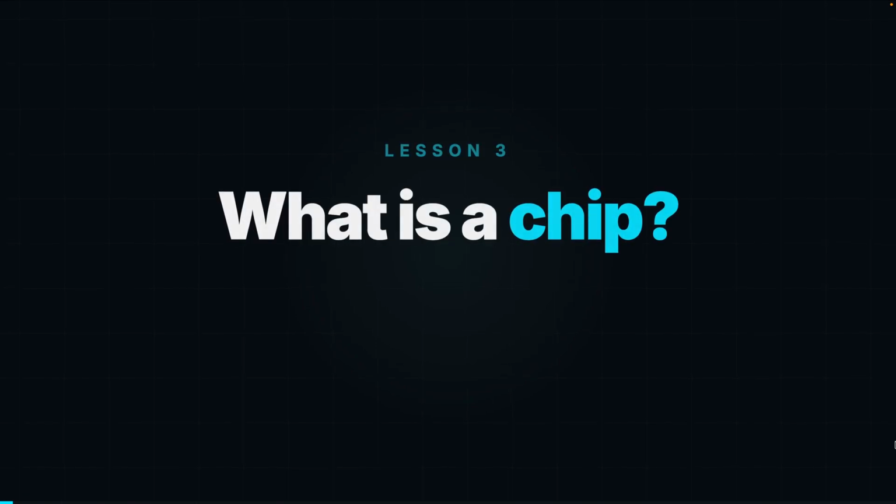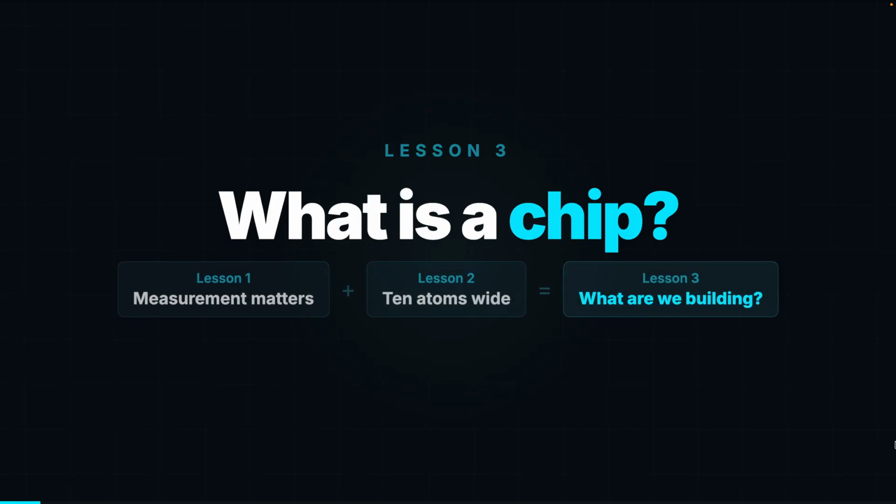Lesson 3. What is a chip? In Lesson 1, we learned that measurement matters. In Lesson 2, we saw how small 10 atoms wide really is. Now let's put it together. What exactly are we building? Let's crack one open.